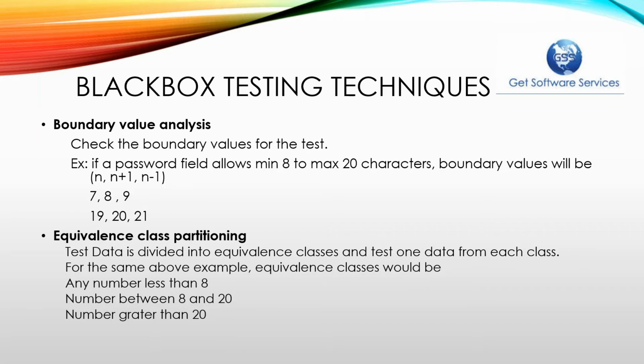One number less than 8, one number which falls between 8 and 20, and one number greater than 20. So I'll pick any number less than 8 and see if the application throws an error because the minimum value is 8. I'll pick any number between 8 and 20 and check if it is accepted. And I will enter any number greater than 20 and see if it throws an error message because the maximum allowed is 20. So you divide into 3 classes and pick one sample from each category. That is equivalence class partitioning.